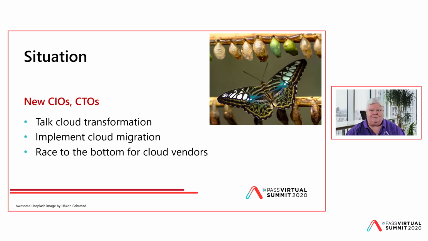And when CIOs and CTOs talk to boards of these companies, the boards love hearing this, because the other way they see it is as moving on from a whole lot of capital intensive purchases across to operational expenses, and they know that then they can scale better.